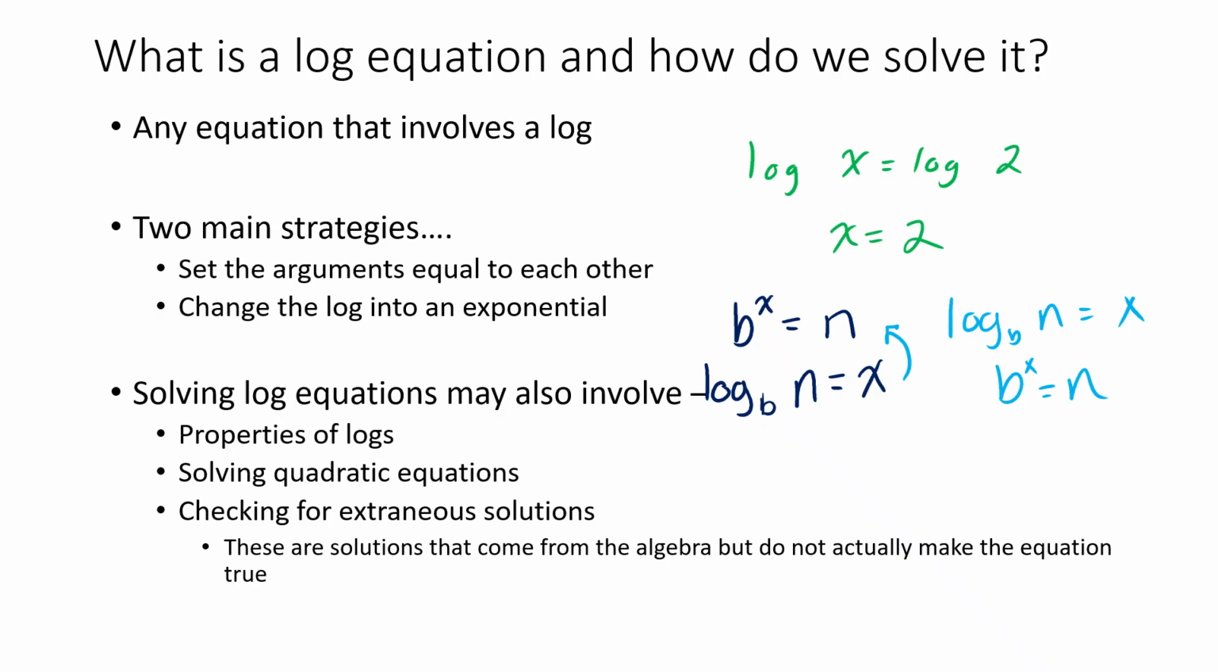Something that shows up here for one of the first main times is checking for extraneous solutions. These are solutions that come from the algebra but do not actually make the equation true. With some equations, we don't need to check for extraneous solutions; we can just trust that if the algebra gave us the solution, it'll work, provided you did the algebra correctly. But what we're talking about here is a situation where you can do all of the algebra correctly and still get a number out that does not check.